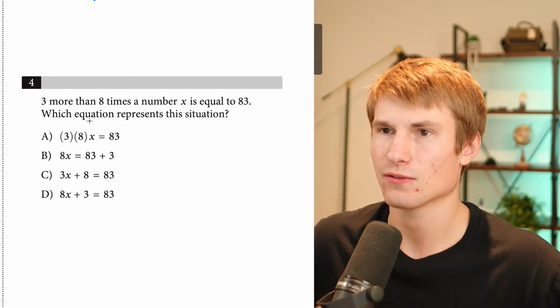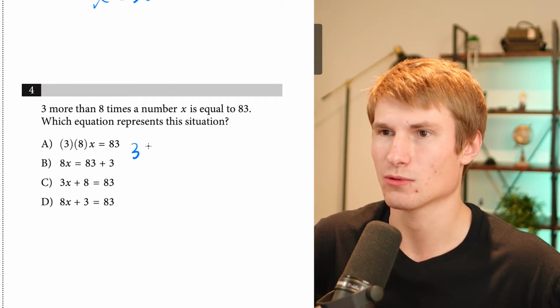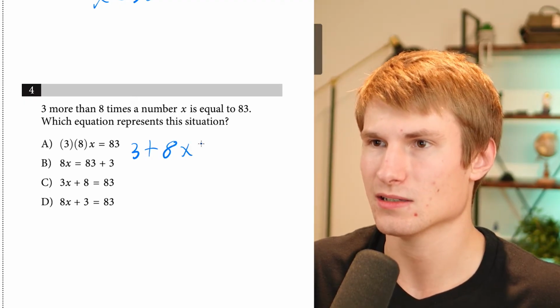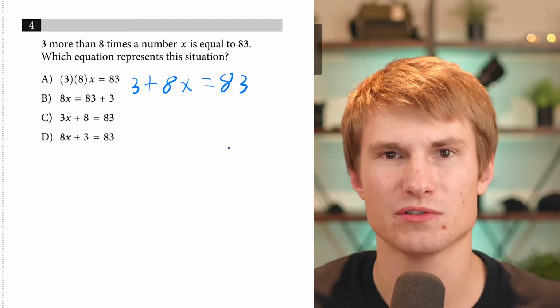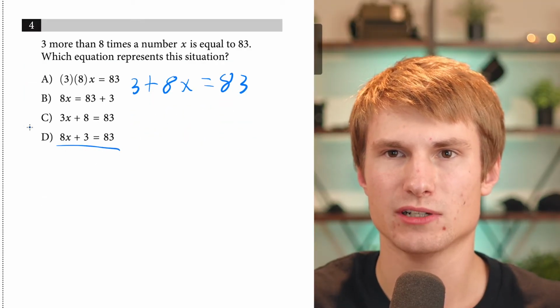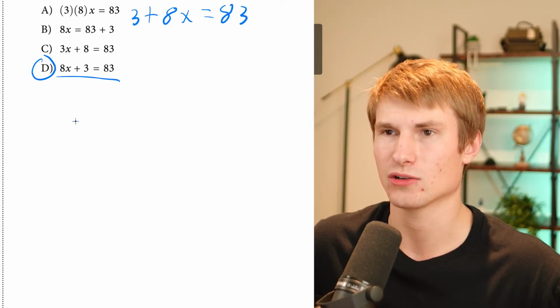We've got 3 more than 8 times the number x. So in other words, 3 plus 8x is equal to 83. Which equation represents this situation? Well, we've already got our equation written down. That's going to have to be 8x plus 3 equals 83. So our answer has got to be D. We can go and move on to question number 5.